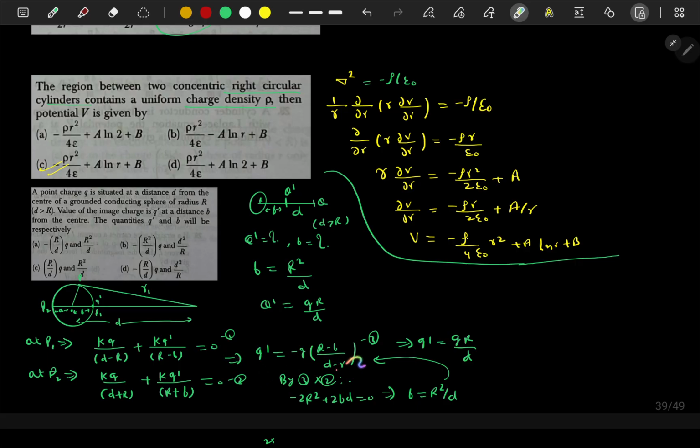Q prime equal to minus q (r minus b) upon (d minus r), equation 3. And when you solve this 3 and 2, you are getting b equal to r square upon d. And when you put b in this equation 3, you are getting q r upon d.